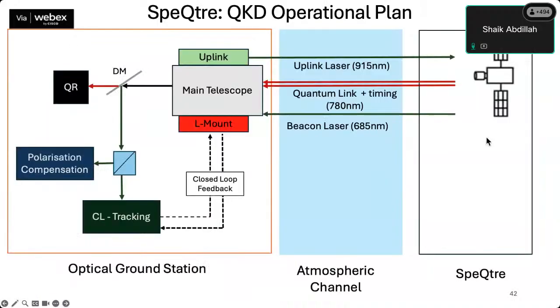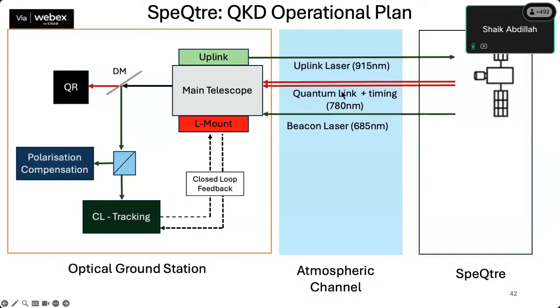So the operational plan is that there are in total 4 links, right? A beacon laser at 685 nanometers, and this laser is used as a way for us to refer to the polarization. So it sets the polarization reference so that we can correct for it. As the satellite orbits, it will slightly torque and turn as we pass.